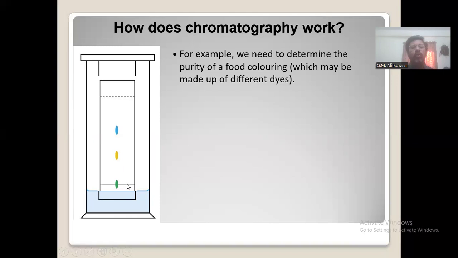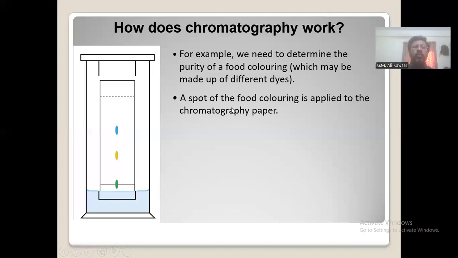And whenever the solvent climbs up, the mixture will be dissolved in it, and the mixture will give two spots on the chromatography paper, a yellow spot and a blue spot. I hope you have seen it. So two spots it is giving. It shows that the mixture contains two different components.